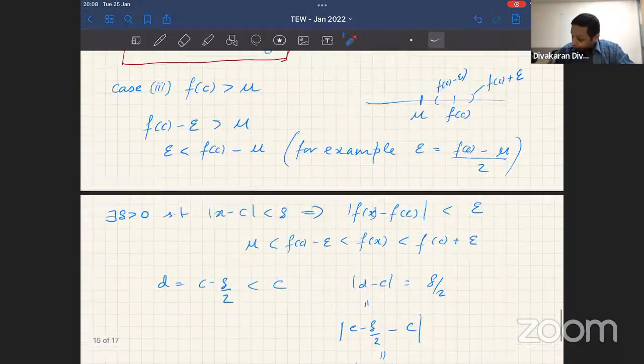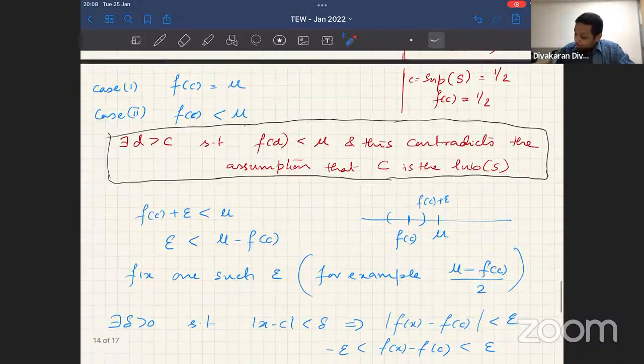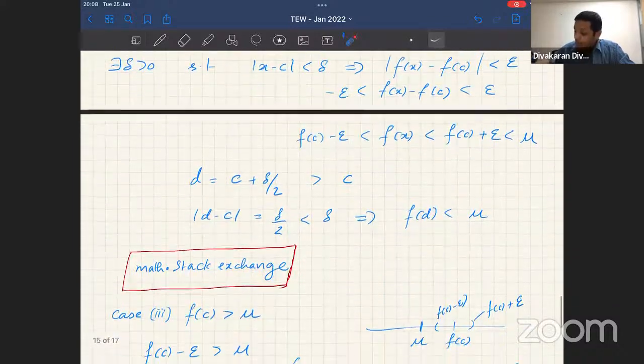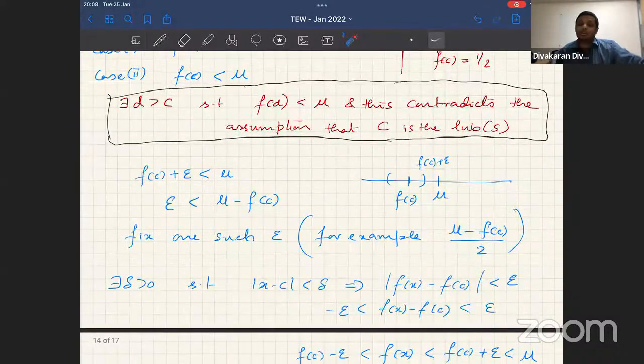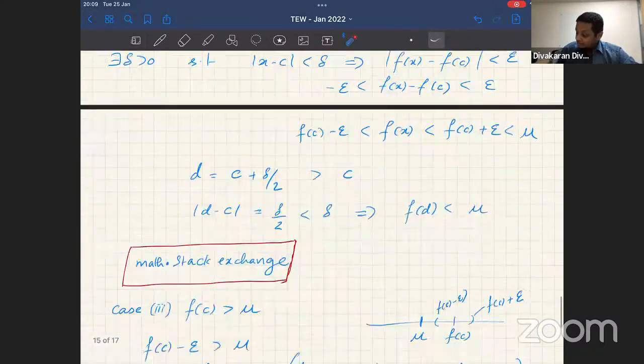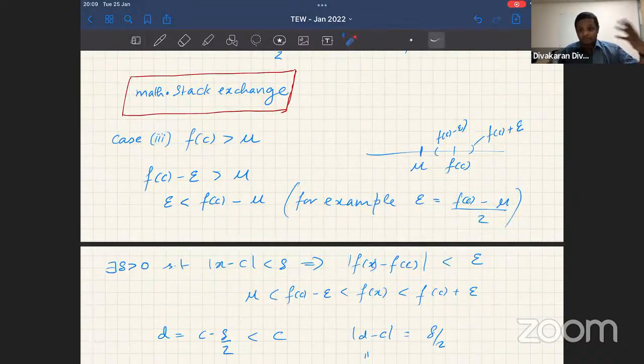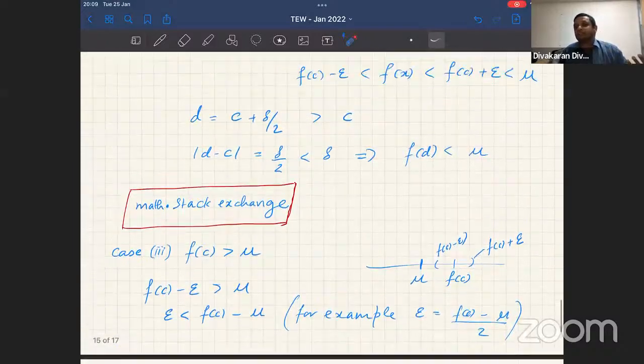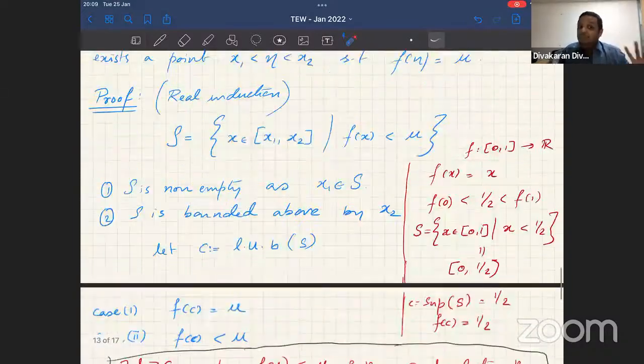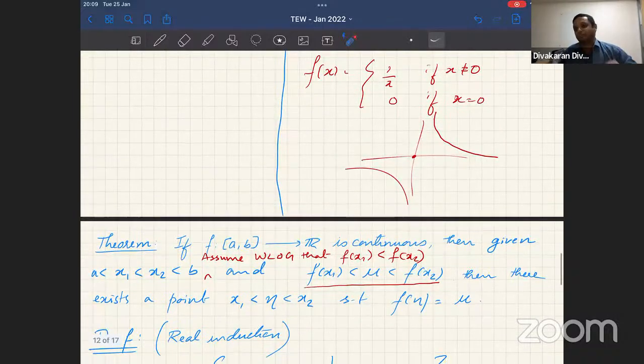In case 2, what we are contradicting is that C is not an upper bound. You can find a greater number for which also f of x is less than mu. So C is not an upper bound is what we are showing. In case 3, we are not showing that C is not an upper bound. C is perhaps an upper bound, but we can find a smaller upper bound. Therefore, C is not least among all upper bounds. So there are two different kinds of contradictions that we are getting. This again is a feature that is repeated in so many different proofs. A lot of proofs use this technique.